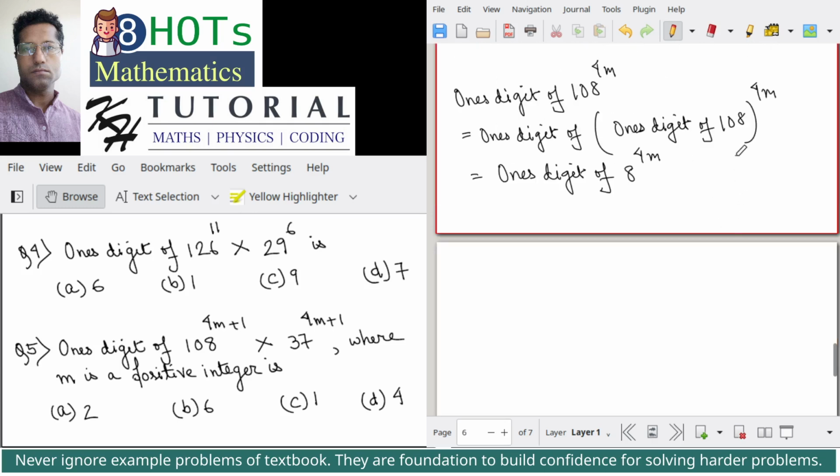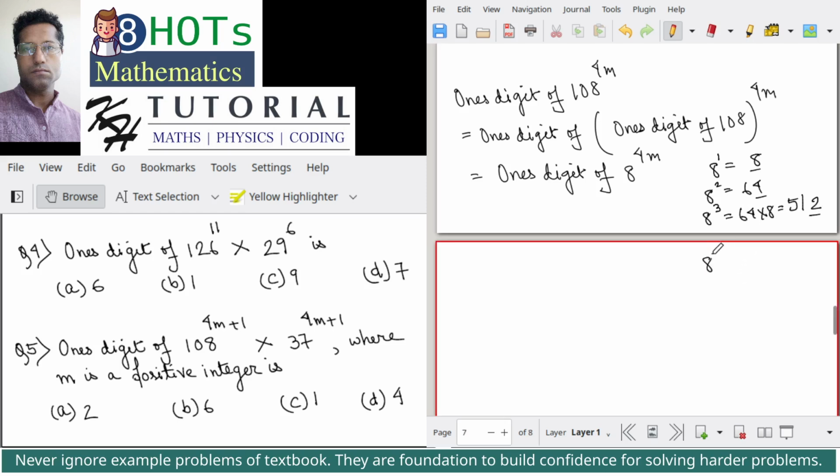Powers of 8. So we have 8 to the power 1 is 8. So the ones digit is 8. 8 squared is 64. So the ones digit is 4. 8 cubed is equal to 64 multiplied by 8, which is 512. So the ones digit is 2. So far we are not seeing any repetition.